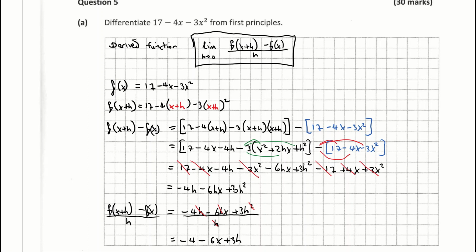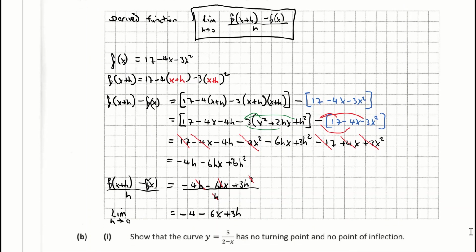And I'm now looking for the limit as h is approaching 0. So at this stage now you know that if you get an h in your final solution, you drop anything with an h. So our final answer there is going to be minus 4 minus 6x. So that's our first principles of 17 minus 4x minus 3x squared.